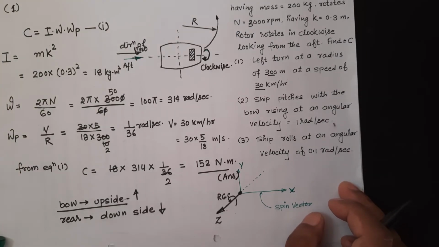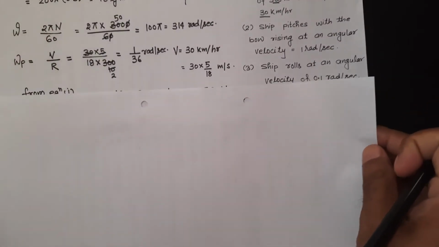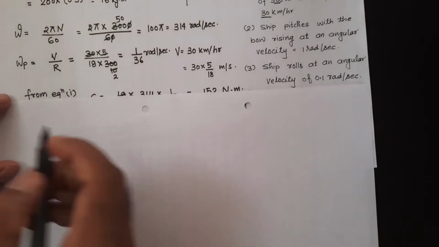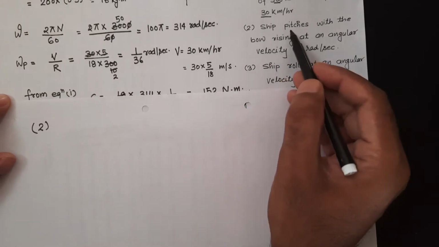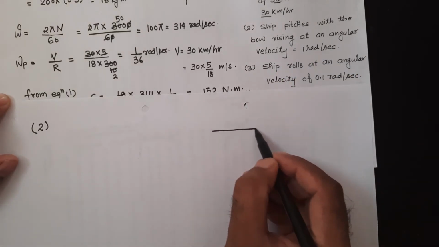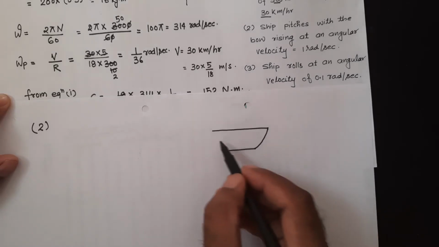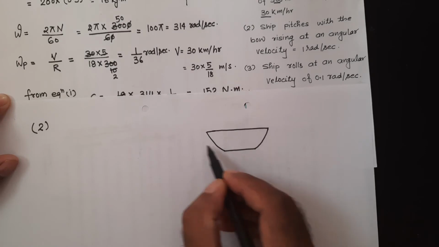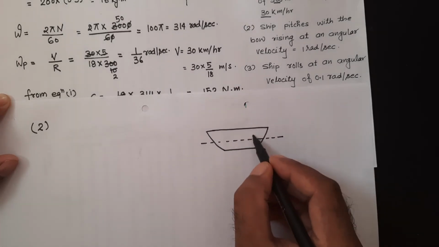Let us look at the second part. In the second part, what do we have to calculate? In the second part, it is the pitching of the ship. So for the pitching we have to draw its front view. Let this be the front view of the ship. This is the transverse axis. This is your rotor.